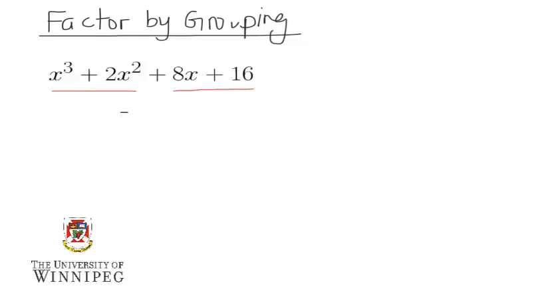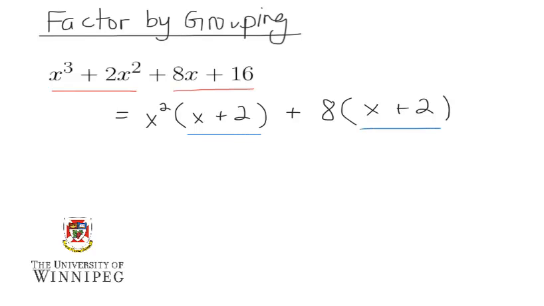Inside of our first pair, note that we can take out a common factor of x squared. That's going to leave us with x plus 2. Inside of our second pair, the common factor we can take out is 8, and that's going to leave us again with x plus 2. Now that we've taken out a common factor from each of these pairs, notice that we have a similar binomial factor. So we can go ahead and take that out as a common factor, and then we're going to be left with x squared plus 8.